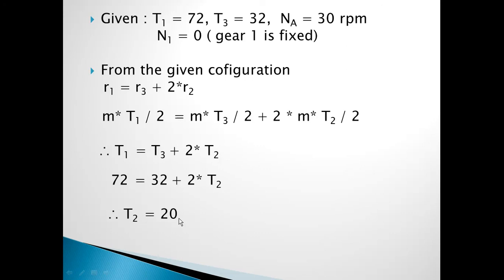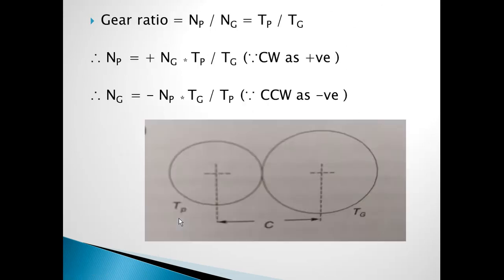So we have the number of teeth on all the gears 1, 2 and 3. Now we also know the gear ratio. What is the gear ratio? Gear ratio is the speed of pinion upon speed of gear, equal to the number of teeth on gear upon number of teeth on pinion. This is the pinion, this is the gear. If the pinion is rotating in a clockwise direction, the gear will rotate in an anti-clockwise direction.